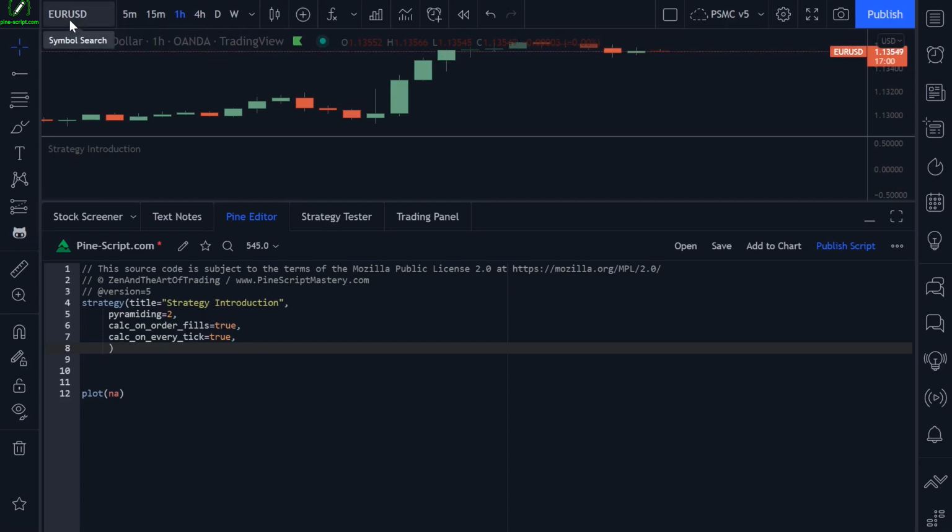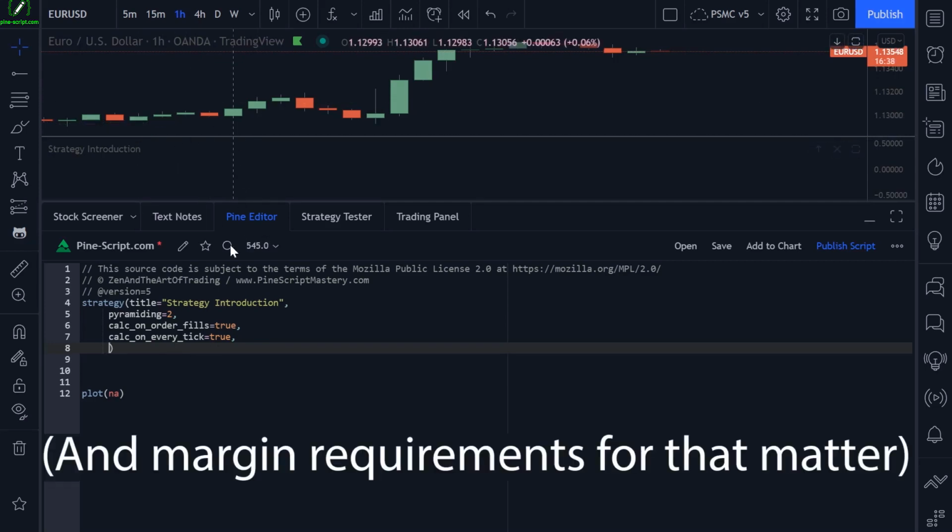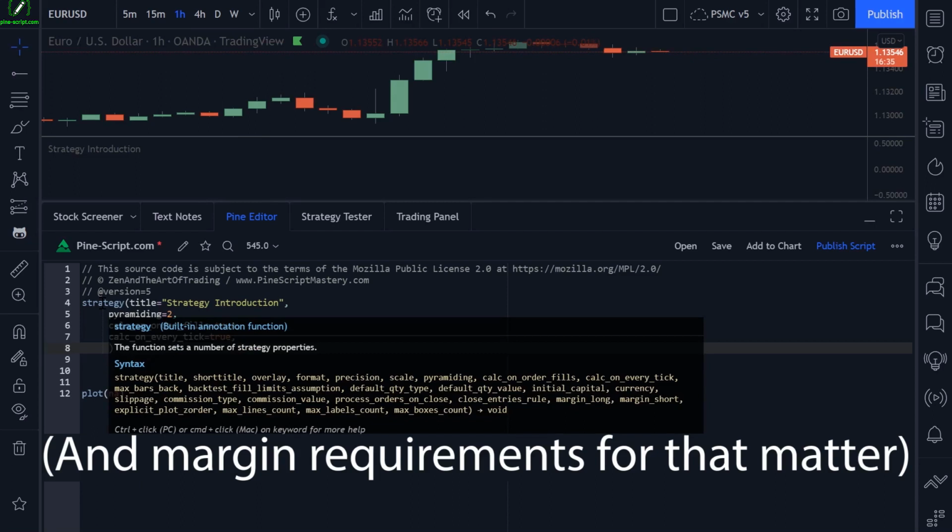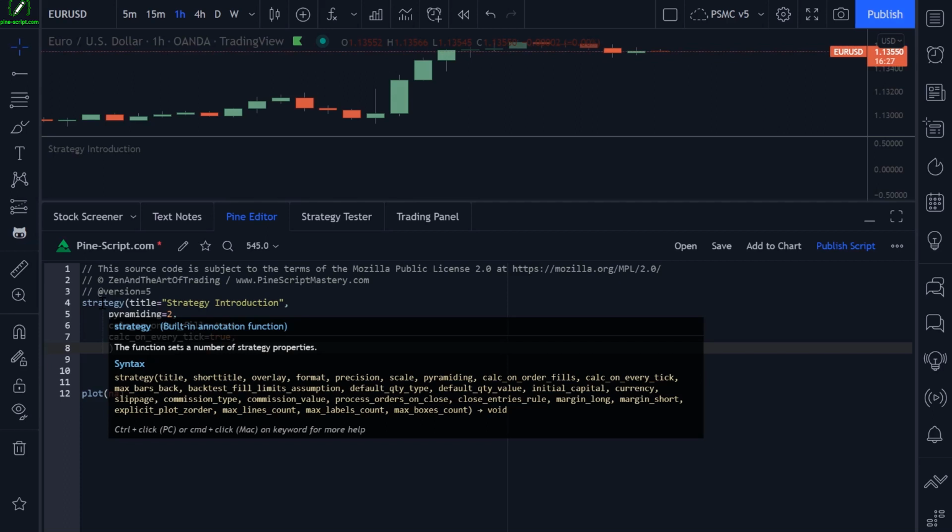Maybe not on euro dollar, but definitely on other markets like the exotic pairs, or on a pair with a big spread like pound yen. I won't bother with those lower time frames. 1 hour is typically as low as I go, especially with my automated scripts, because that means that spread becomes less and less of an issue. But anyway, if you do want to simulate spread, that is the parameter to play with. Backtest fill limits assumption. Moving on, we have default quantity type.